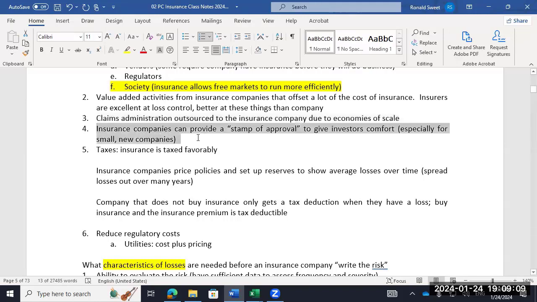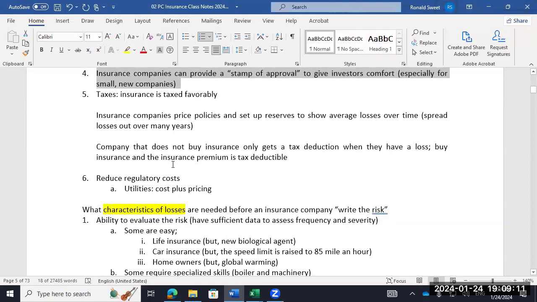Insurance for small companies. I started my own consulting business. We had to spend thousands on insurance, mainly because we couldn't get clients if we didn't have that insurance. You're kind of stuck. So the insurance company offers insurance, and they're also saying this is a legitimate business. You know, you can do business with them. So that applies to small new companies.